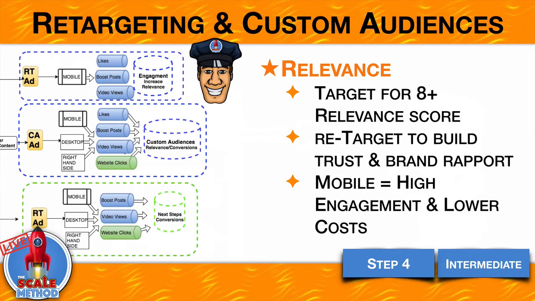Now, relevance. We want to target 8+ for the relevance score. We want to retarget to build trust and brand rapport. Mobile equals high engagement and lower cost. Again, we're just talking about the retargeting ad at the very top for the likes, the boost posts, and the video views. Keep that relevance high. Again, it's a huge driver.